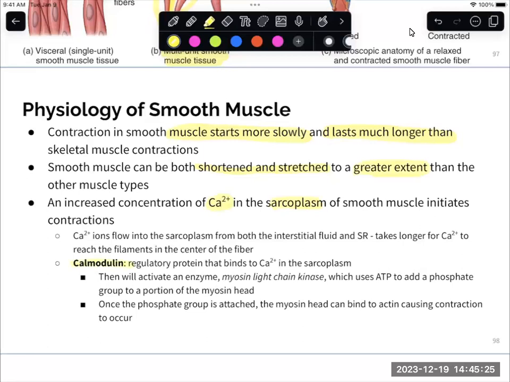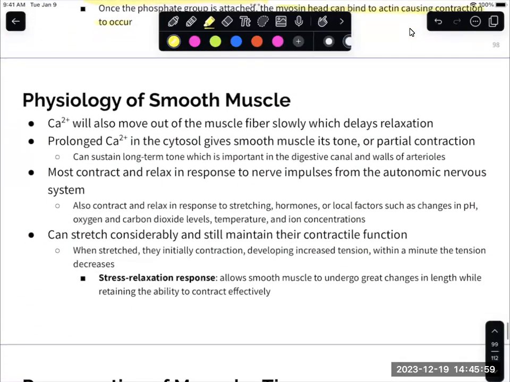Calmodulin is a regulatory protein that calcium binds to. So calcium will bind to calmodulin in smooth muscle, and that will activate the enzyme myosin light chain kinase. It is going to use ATP to add a phosphate to that myosin head. Then that myosin head can bind to the actin and a contraction can occur. It's a little bit different.